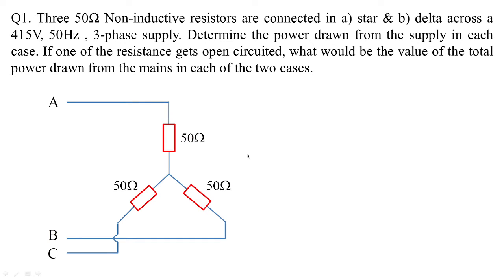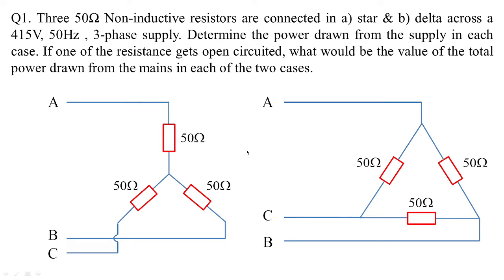As you can see in the problem, there is a star connected network and a delta connected network. So we need to calculate the power in the star as well as in the delta network. That is our first requirement. So let us do that first.